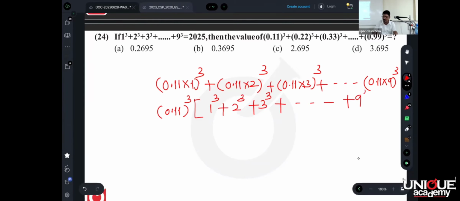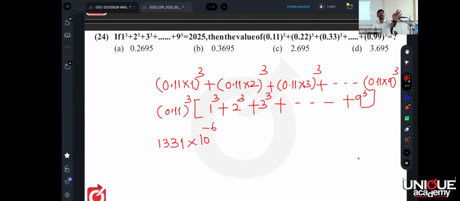Is it clear? Now, 0.11 cube. First of all, we have to get 11's cube. 11's cube is 1331. Isn't it? Into, let me tell you, 10 raised to minus 6. Are you getting me? 0.11 cube means 0.11 into 0.11 into 0.11, so there will be 6 decimal places. That's why we are getting 11's cube into 10 raised to minus 6. Now, into this rectangular bracket, it is the right time to use whatever is given: 2025, that is, 1 cube plus 2 cube plus 3 cube up to 9 cube.